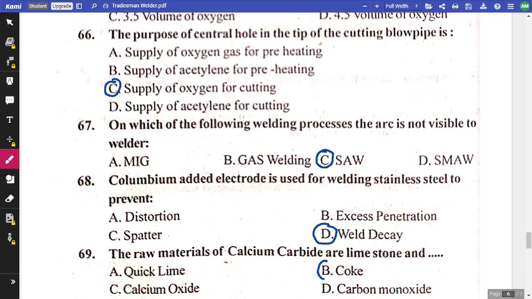Coke will be used as the raw material for manufacturing calcium carbide, along with limestone. We will be heating limestone and coke to get calcium carbide. They are heated to very high temperatures so that calcium carbide will be developed.